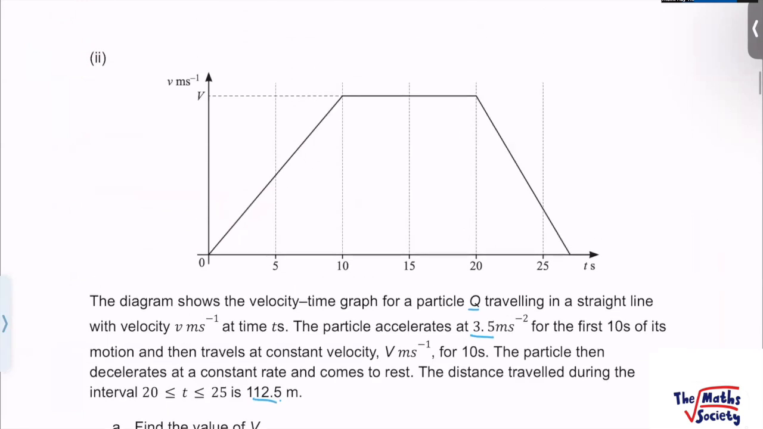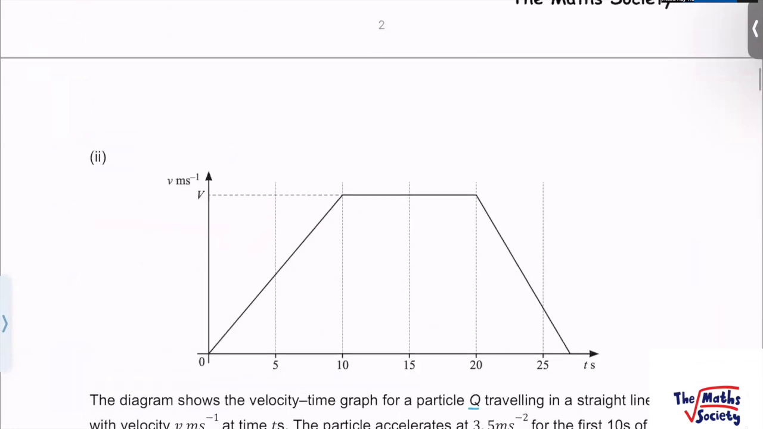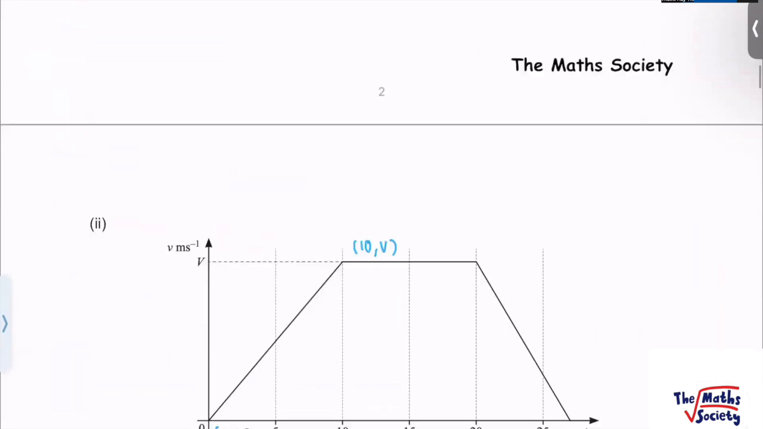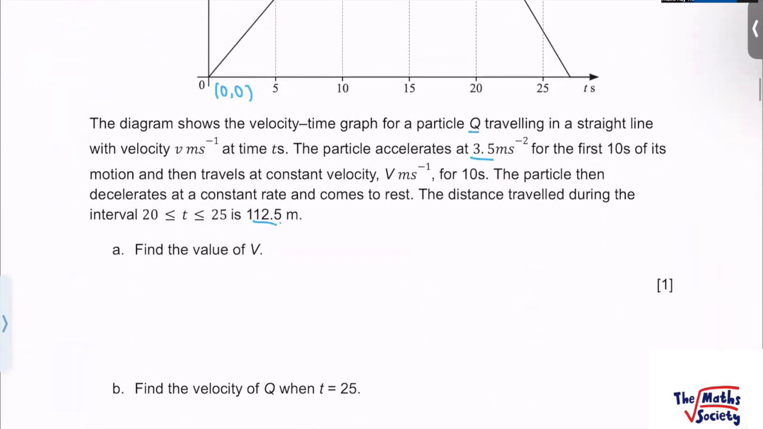So you know that we need to find v. First of all, this is going to be 0, 0. We want to find v, we know that it is at 10, v. So let's try to find v. It's just v minus 0, because we know the acceleration is 3.5, so we're going to use that. And v minus 0 over 10 minus 0 has to equal 3.5.